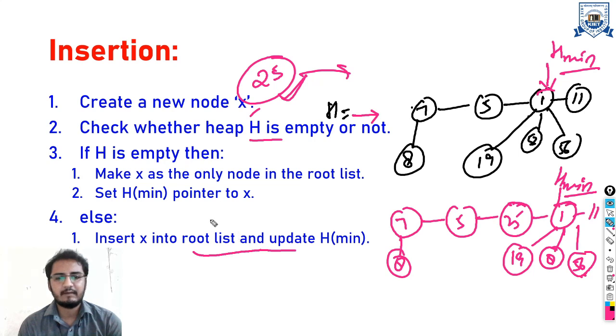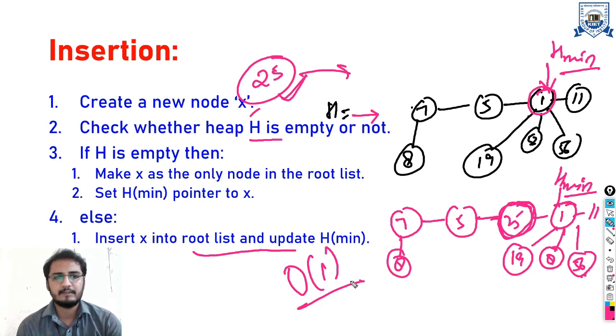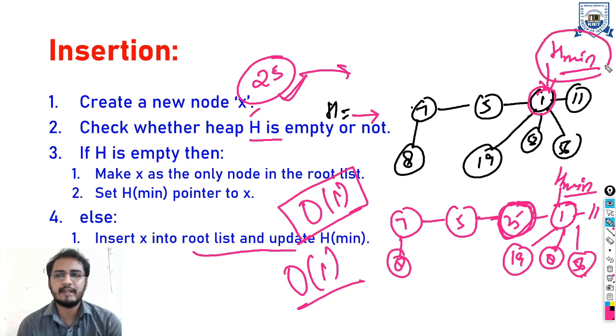So you can see that while inserting, you just have to manipulate some pointers because you already have access to this h min, and you are just manipulating some pointers to get access to its left side. You are inserting a node at a given position in a linked list. So the complexity to insert is constant in a Fibonacci heap. And the complexity to find the h min, the minimum of the heap, is also order of 1 because it is always maintained by the pointer h min.